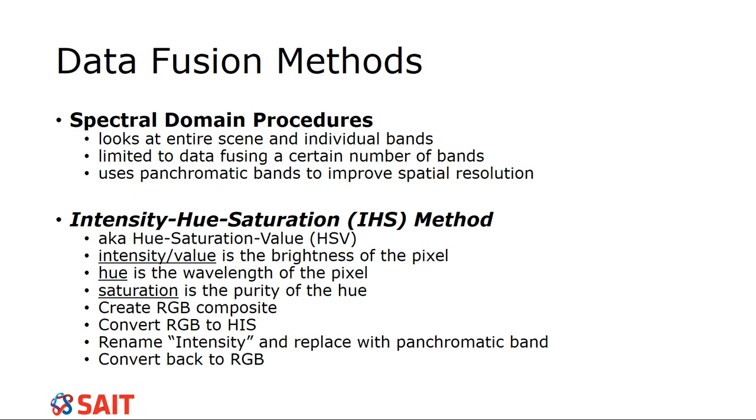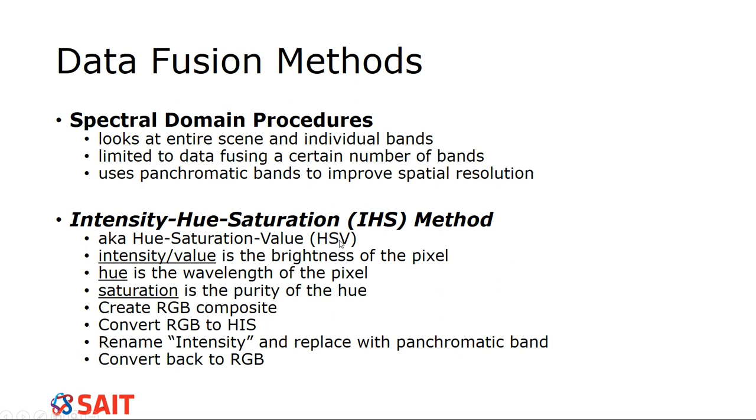So the first kind of data fusion method is the spectral domain procedures. This looks at an entire scene and the individual bands. So it doesn't look at individual pixels, it looks at all of the spectral bands and the whole thing at once. It can only use 3 bands at the same time. You can't apply your entire image at once. So this is why it's only good for display purposes. You use the panchromatic band that is with the sensor to be able to do this, and all it is improving is spatial resolution, not spectral resolution.